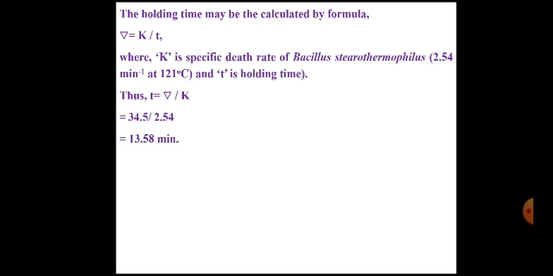This means that in order to sterilize this medium containing 10 raised to 6 viable cells per ml in 1000 liter, at temperature 121 degrees Celsius, the medium has to remain exposed for a period of 13.58 minutes. That is how we have calculated holding time, and that is how we have designed a protocol for sterilization of that medium.